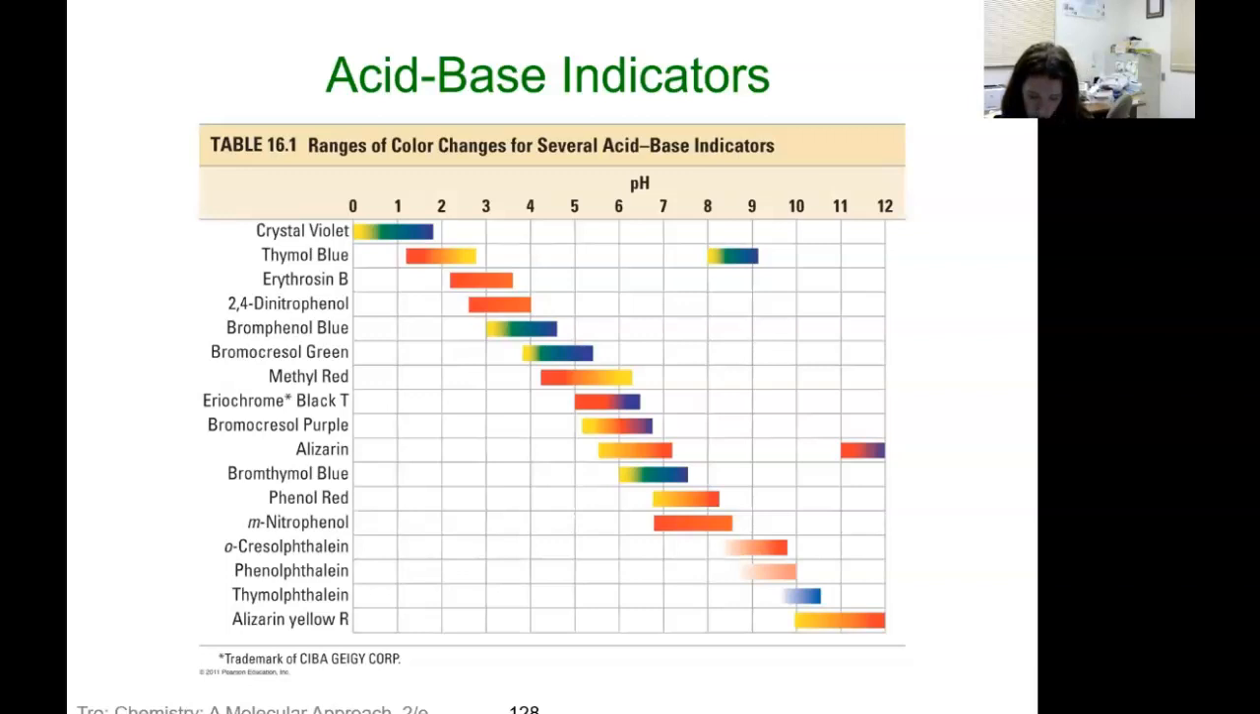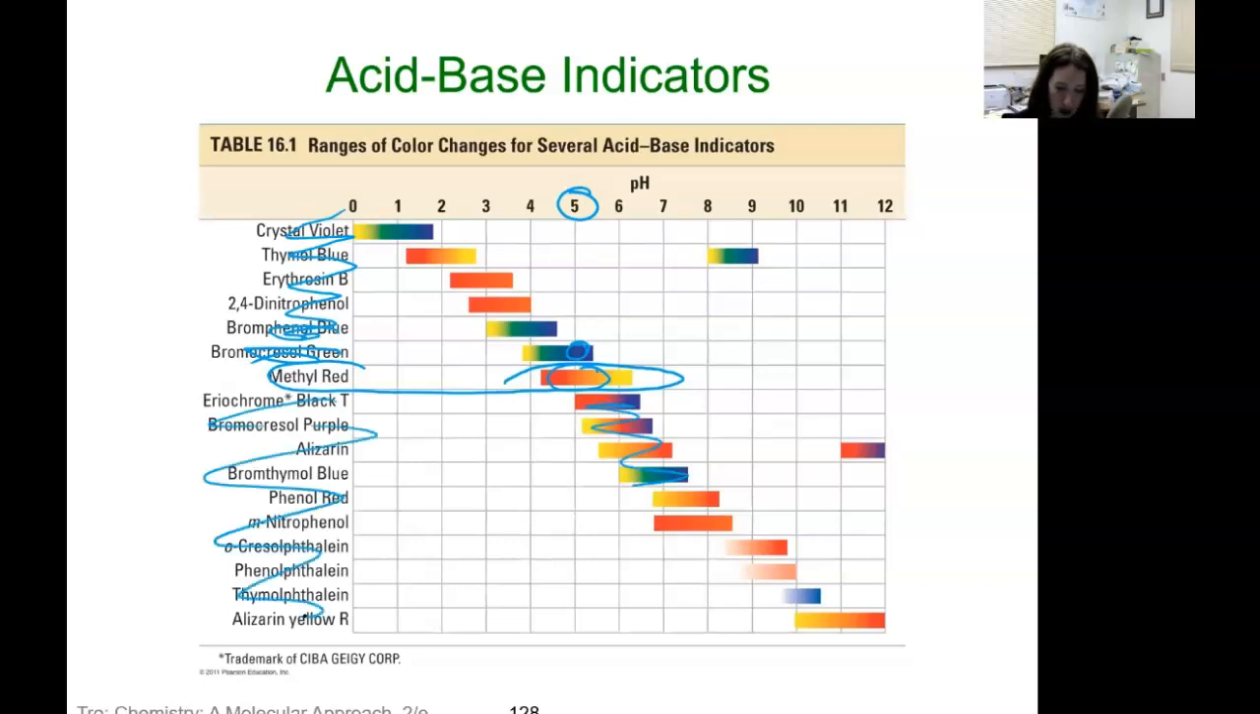And the best indicator, for example, if you knew that your endpoint should be right around, let's say, 5. Well, then you shouldn't use any of these, right? You shouldn't use this one. This one also wouldn't be helpful. That one would be helpful, right? Because you can see the color change happens around 5. So when you know where your endpoint is about to be, that's how you select what indicator you want to use, right? None of these would be helpful in this case. So you would choose methyl red.